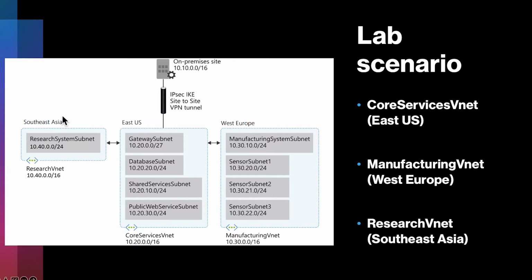So we wanted to create 3 different VNets for this company. The first is the manufacturing VNet. We had to create 4 subnets. In the East US region, we have to create the core services VNet, which had another 4 subnets. In Southeast Asia, we have to create a VNet and a subnet for the research system subnet.